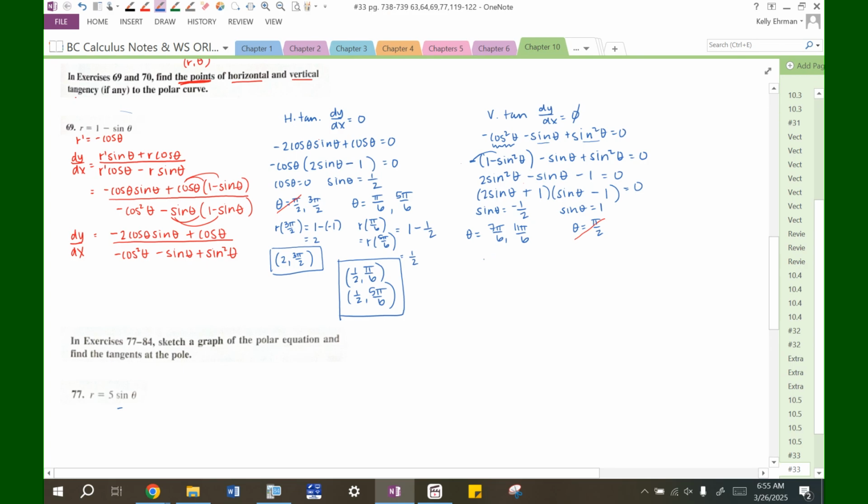All right, same idea here. We need to find r of 7 pi over 6, which will be the same r as 11 pi over 6. 1 minus sine of both of those is negative 1/2. So 1 plus 1/2 is 3/2. So r is 3/2, and we have 7 pi over 6. We also have 3/2 and 11 pi over 6.